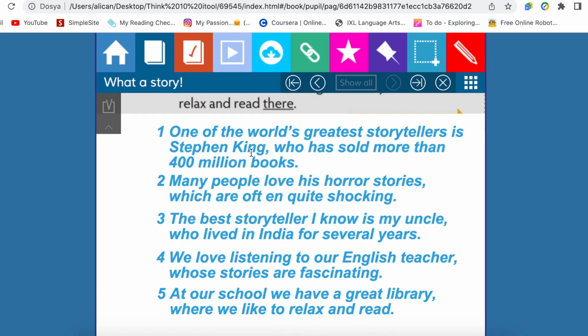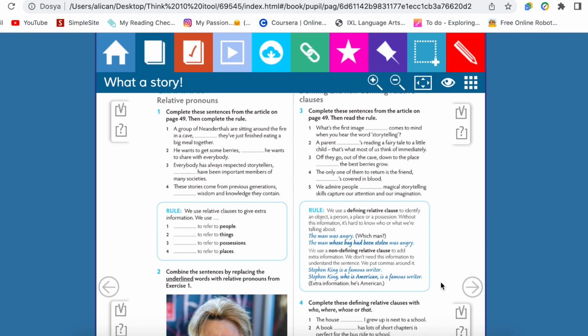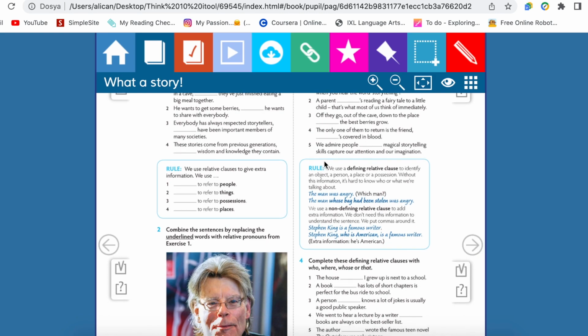Okay, and here also it says we use a defining relative clause to identify an object, a person, a place, or a possession. Without this information, it's hard to know who or what we are talking about. We use a non-defining relative clause to add extra information. We don't need this information to understand the sentence. We put commas around it. Okay, as you can see from the examples.